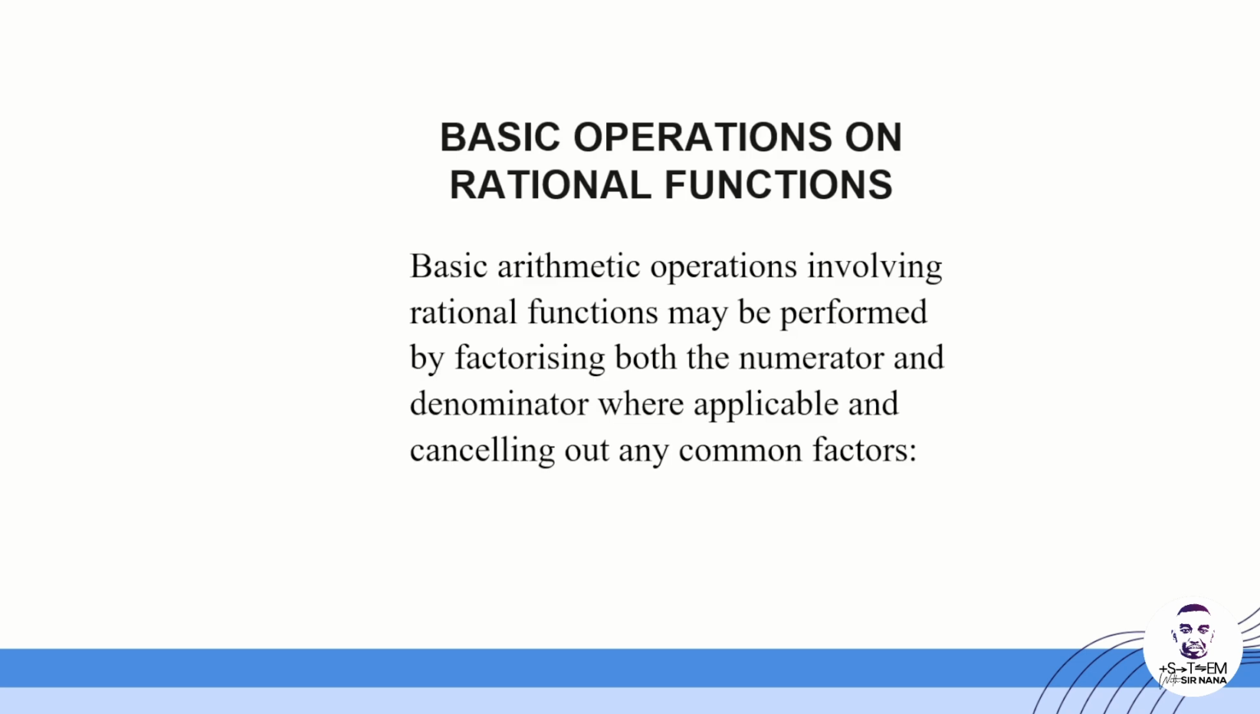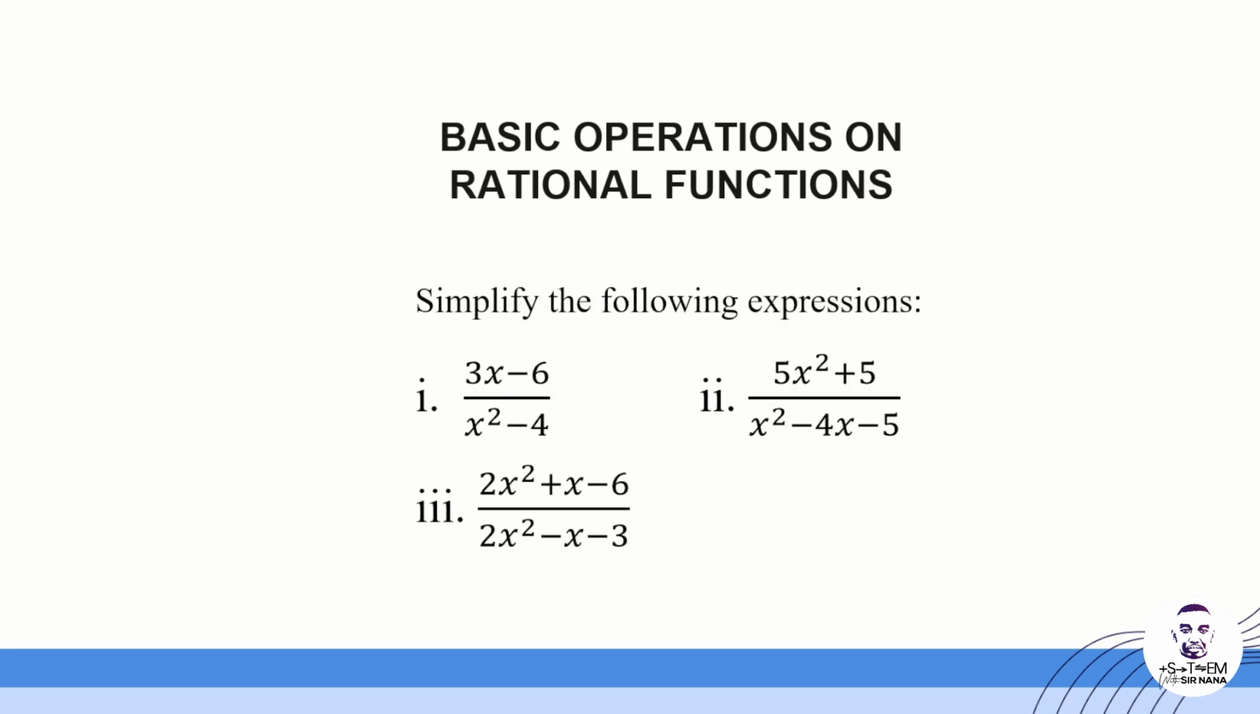So let's consider this. When we are considering basic arithmetic operations involving rational functions, the way to perform it is that we must ensure that we can factorize both the numerator part and the denominator part where it is applicable. And then we can do this by cancelling out the common factors that we get. So let's look at some examples.